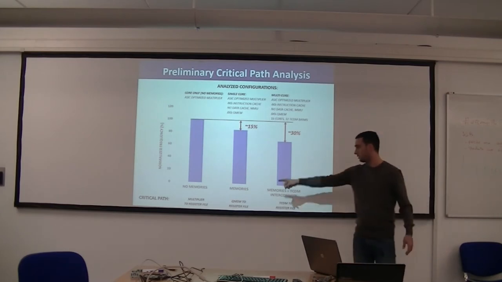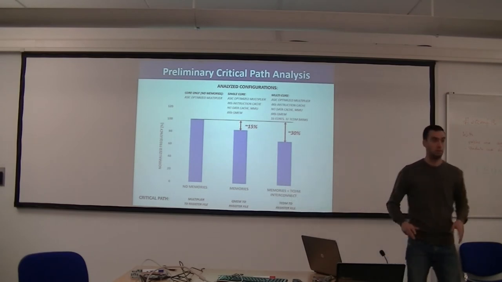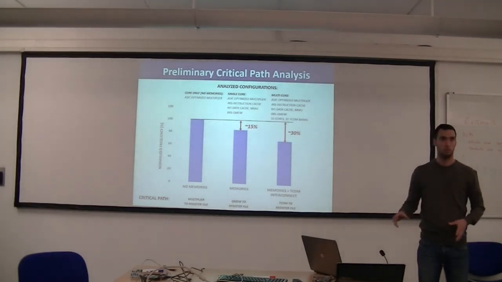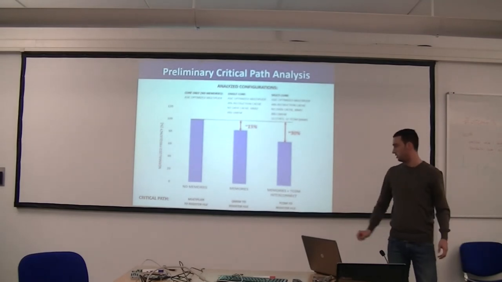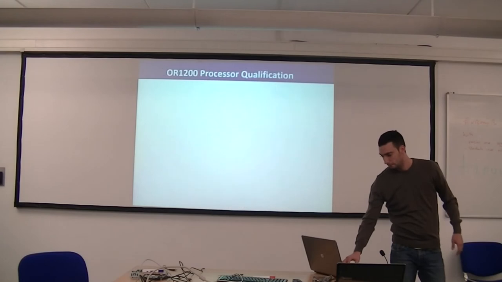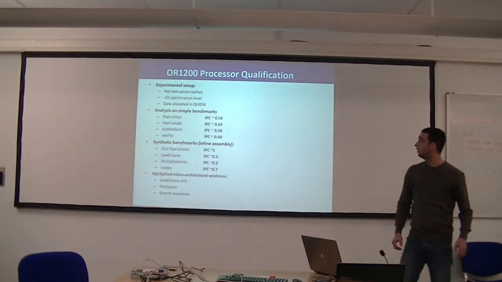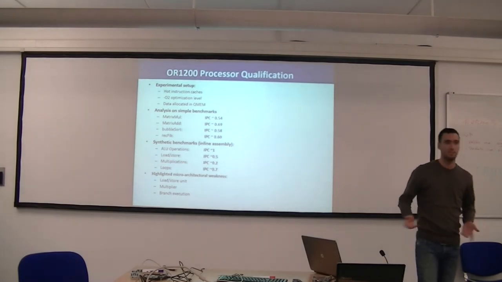Okay, the critical path is on the multiplier with the OpenRISC original implementation, from the QMEM to the register file with the QMEM implementation, and from the TCDM to the register file with the multi-bank TCDM. So we verified the OpenRISC, first of all. We have done some analysis on very simple benchmarks, actually.